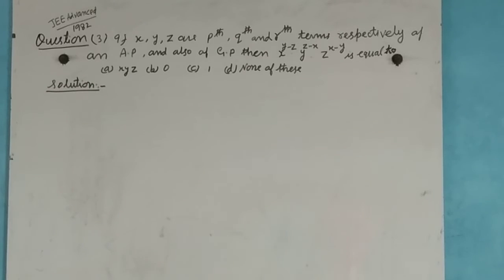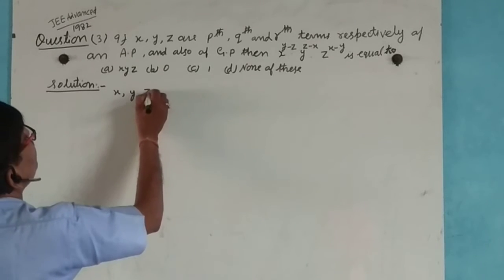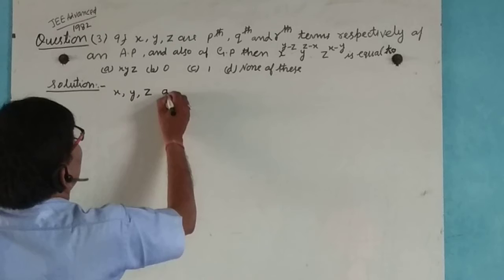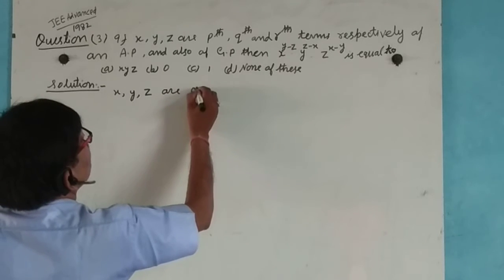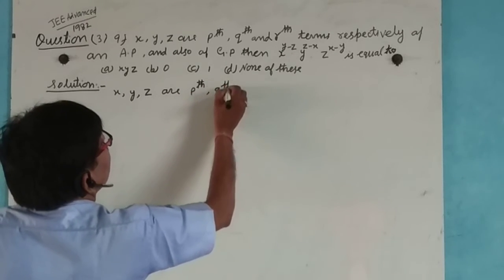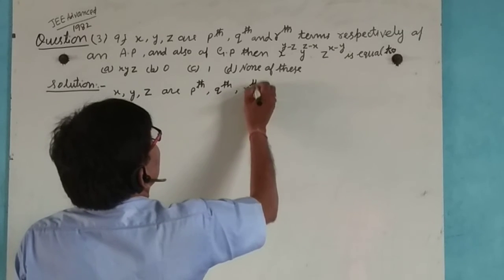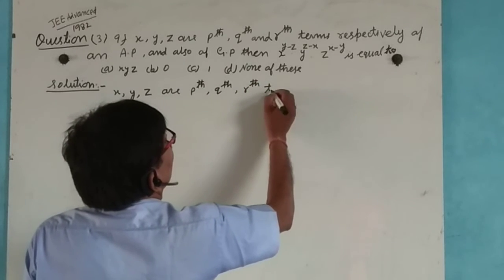Here in this question, x, y, z are pth, qth, rth terms respectively of an AP. Here x, y, z are pth, qth, rth terms.